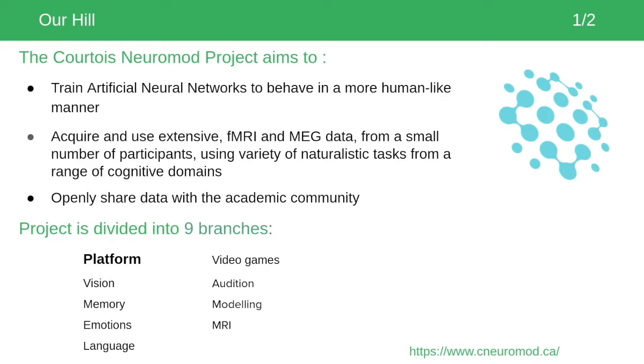The project itself is divided into 9 main branches. We have the platform, which I think a lot of the stuff we're going to talk about today falls under the platform. But we also have people working in vision, in memory, in emotion, in language, in video games, in audition, in modeling, and MRI. And I just want to point out that each one of those branches has their own sets of challenges and hills.